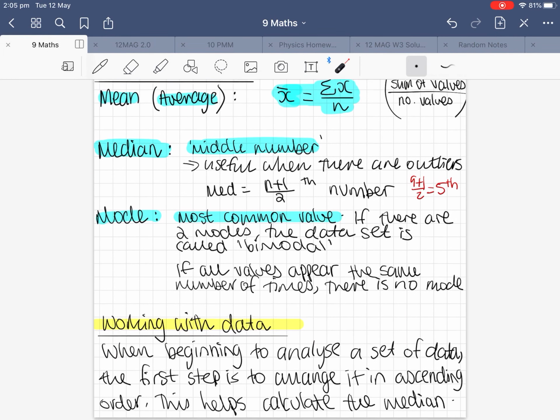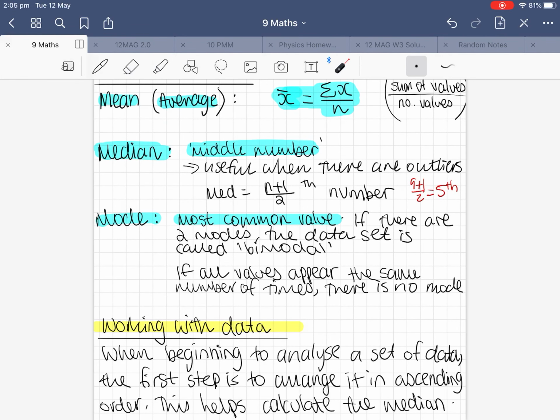So, something else to consider when we're working with data. Whenever we begin to analyse a set of data, we always need to arrange it in ascending order. If we don't arrange it in ascending order, it becomes very difficult to figure out if we have multiples of the same number, and it's very, very difficult to figure out the median. Because when you're finding the median, whether you're doing it in this method with an equation or you're counting in from the left and the right, you need your numbers to always be in ascending order.